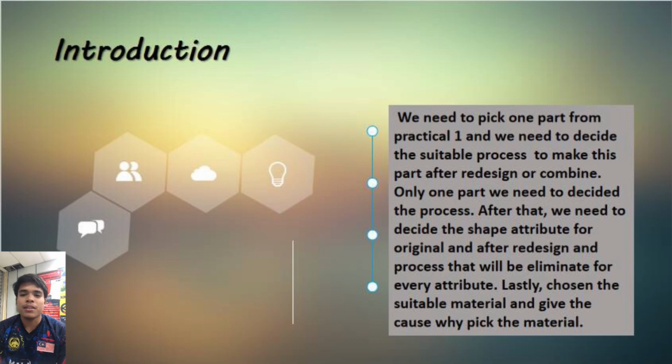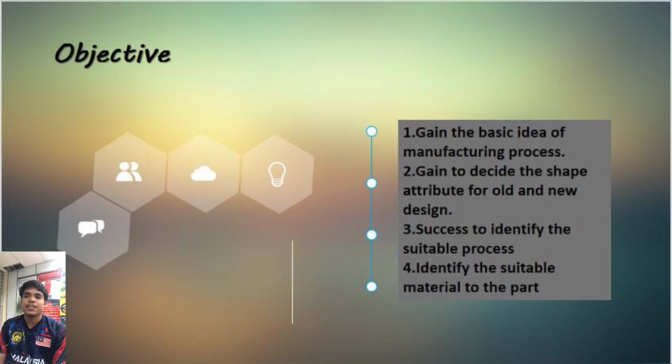We need to pick one part from the practical one, and then we need to decide the suitable process to make this part. And after that, we need to decide the shape attribute for the original, and after redesign, the process that will be eliminated for every attribute. Lastly, we choose the suitable material and give the cost, why pick this material. Then objective.